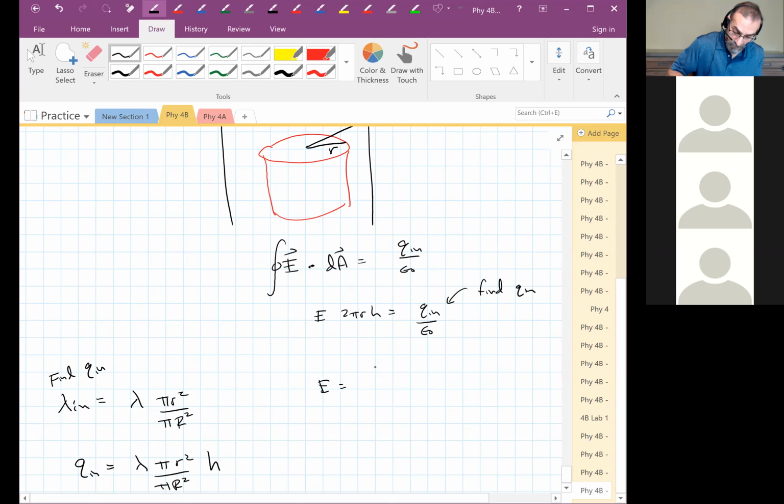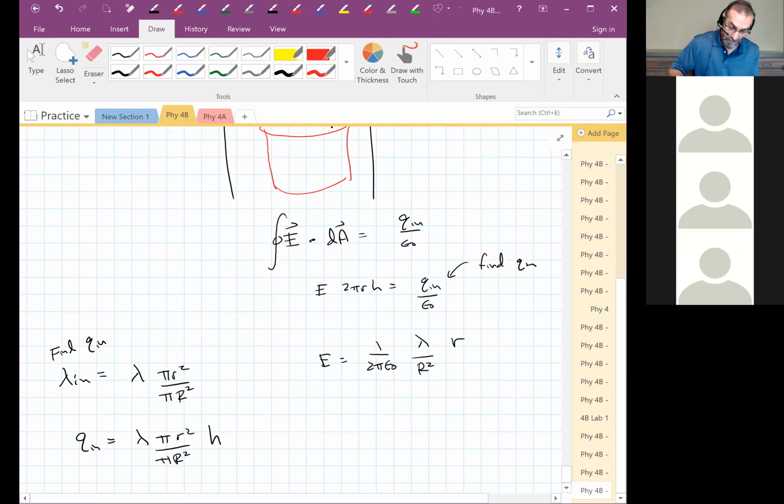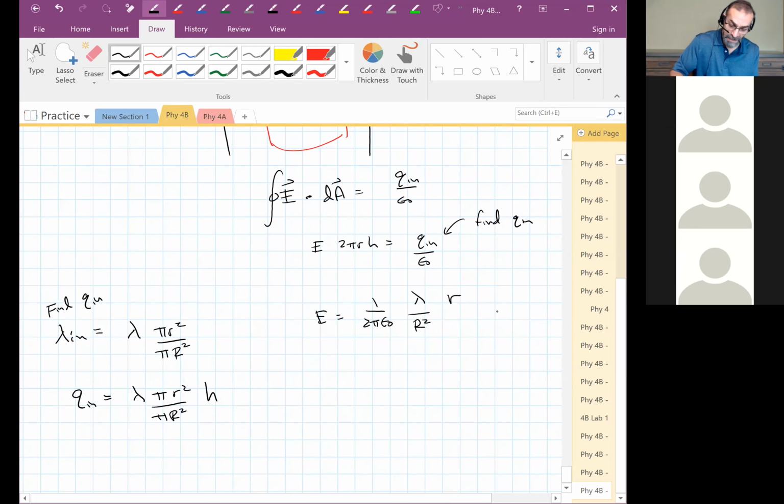And so you put that over here, and what do you get? E equals 1 over 2 pi epsilon naught, lambda over R squared times r, something like that. Is that right? So it increases linearly. The electric field increases linearly as you move away from the origin. It's 0 at the origin, which makes sense.